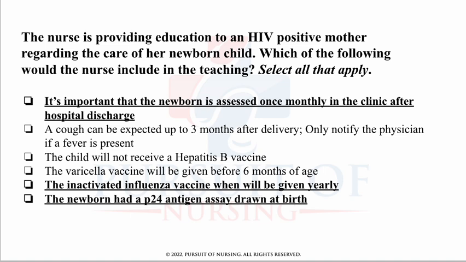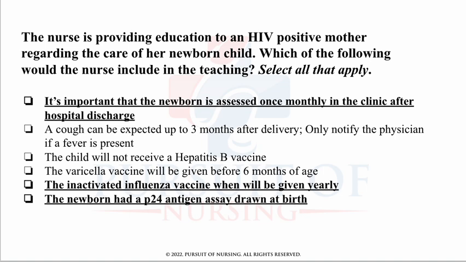All right, so it's important that the newborn is assessed once monthly in a clinic after hospital discharge. Also, the inactivated influenza vaccine will be given yearly, and then the newborn will have a P24 antigen assay drawn at birth. So, of course, AIDS is a disorder caused by HIV and characterized by dysfunction of the immune system.